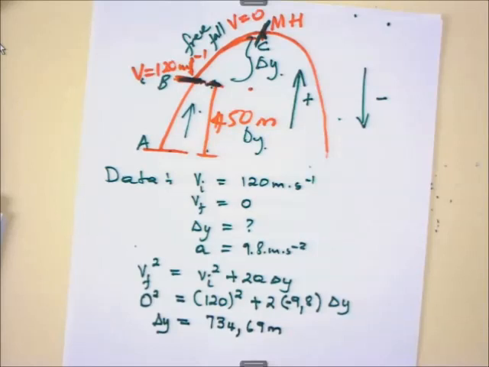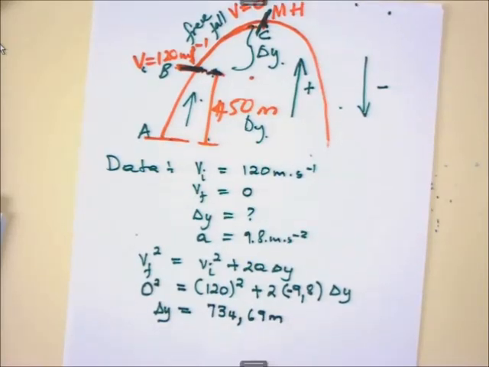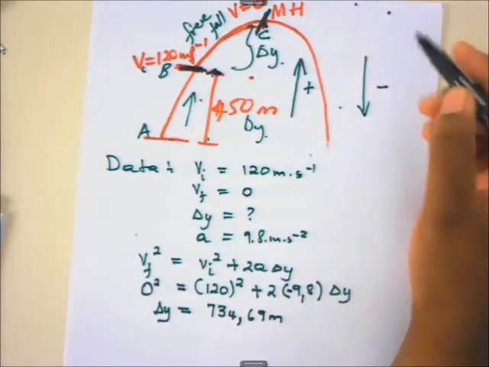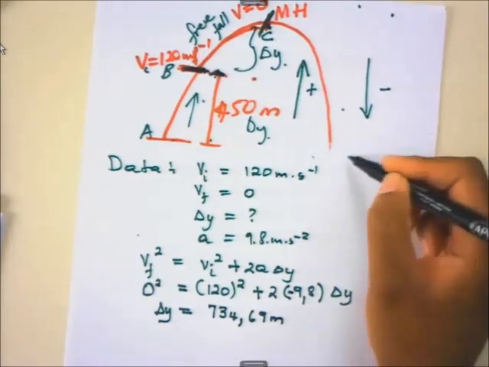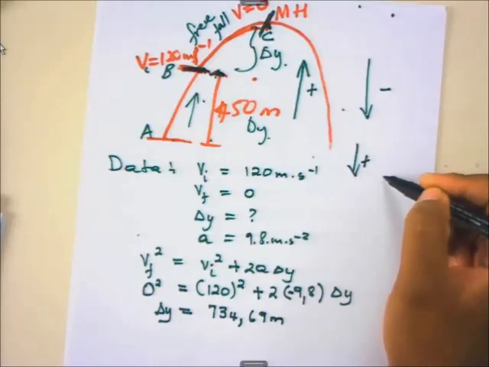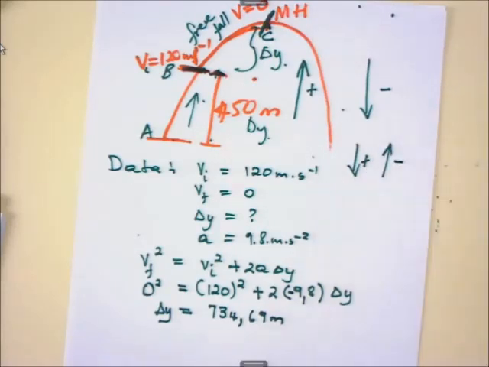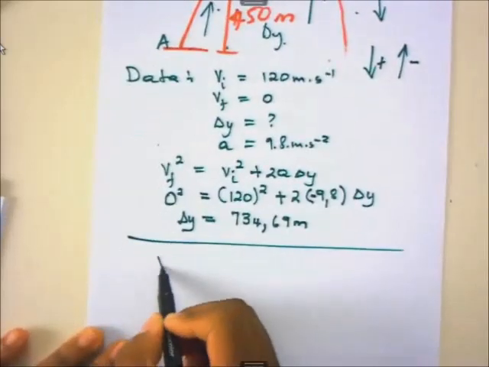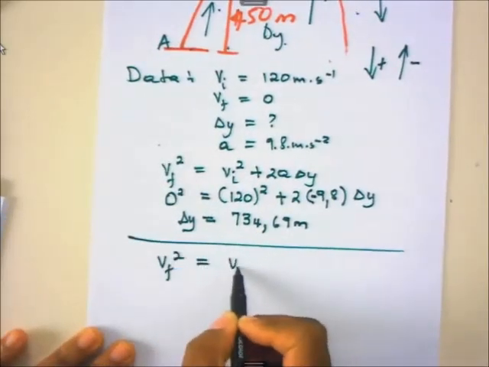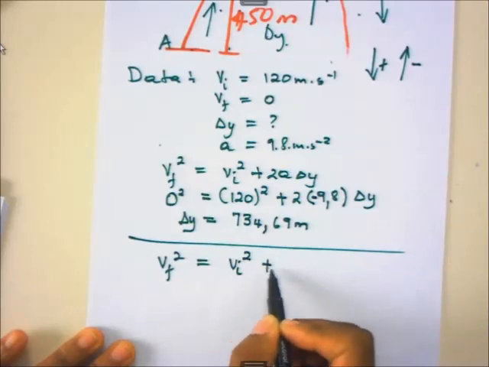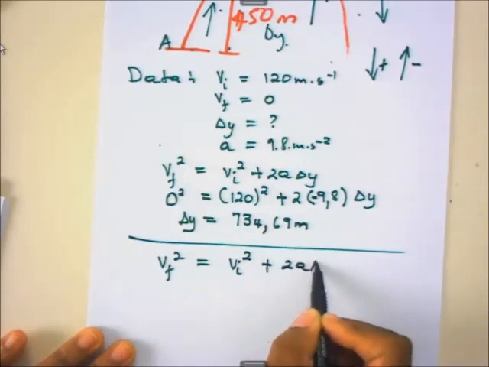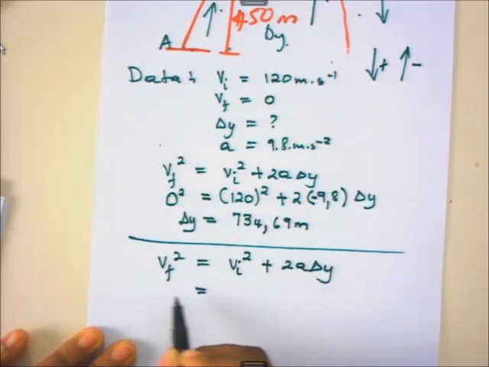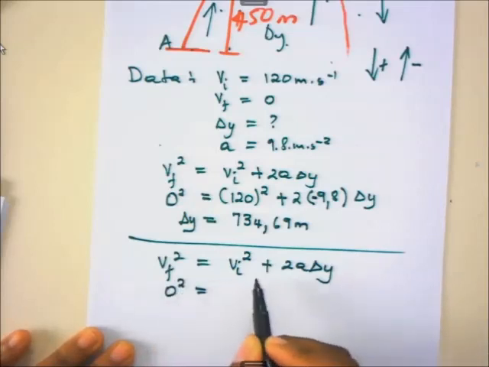Now let's do it if you used the other option whereby you chose positive downward. If you choose positive downward, which means everything that goes up will be negative, you will still use the same equation, VF squared. Guys, the direction is very much important. There's no way you can leave it out. If you leave it out, know that your answer is going to be wrong.